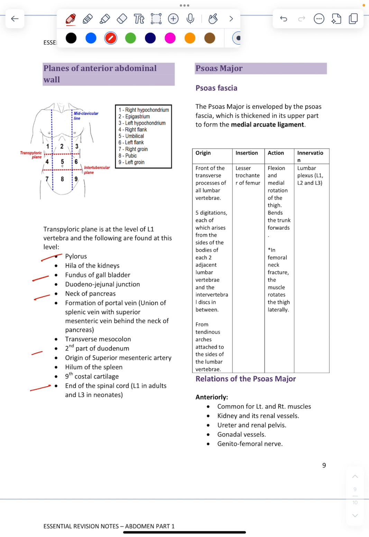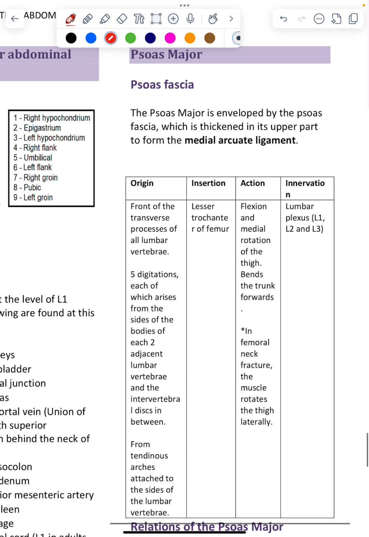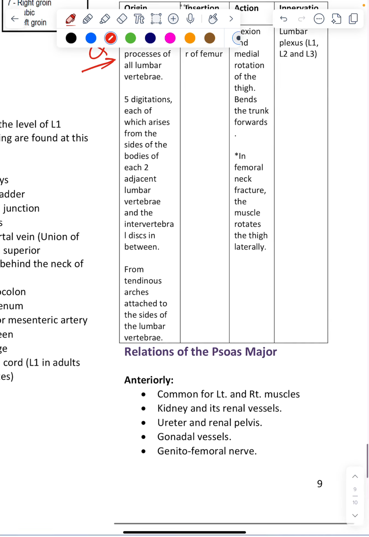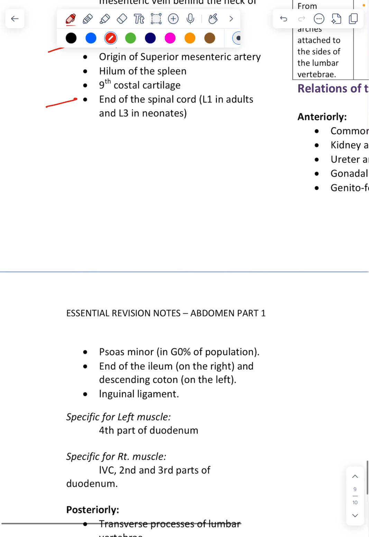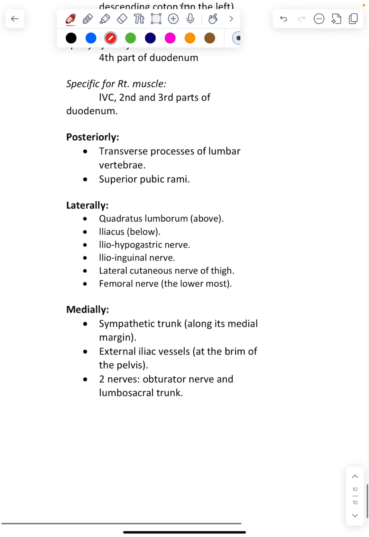Psoas muscle, psoas fascia, this is not important. So the question is the origin of psoas major. Front of the transverse processes, this is the question. Front of the transverse process of L1 to L5 actually. Front of the transverse process of all lumbar vertebrae. T12 to L5, I think it is. Posteriorly, the transverse process is inserted into the lumbar triangle.